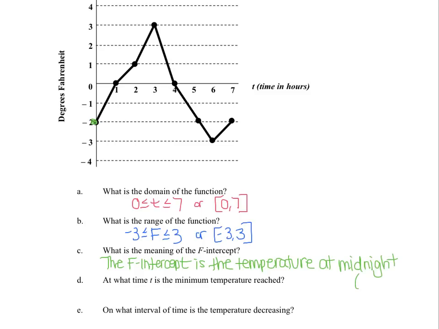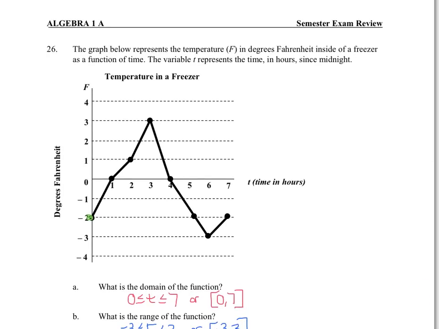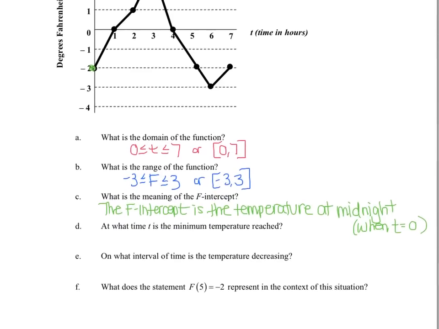So it's when T equals 0. The reason why it's at midnight is if we go to the top of our problem, we see that the variable T represents the time in hours since midnight. So 0 is midnight.